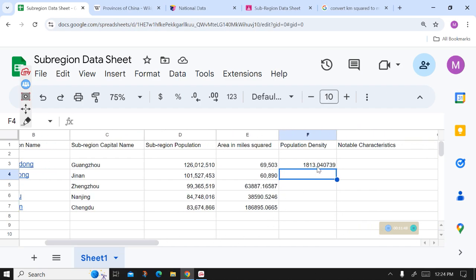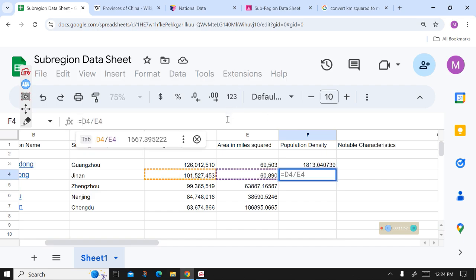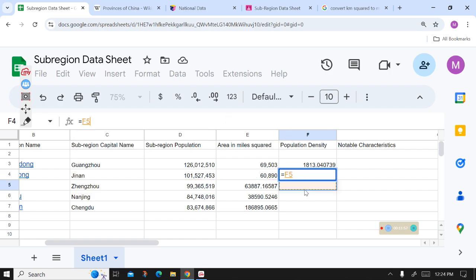Now, I want to do that in the rest of these. So you would think that maybe I'd have to go here and type in equals, and now I type in D4 divided by E4. Notice that it shows you that right here. Well, there's a faster way that I'm going to show you.